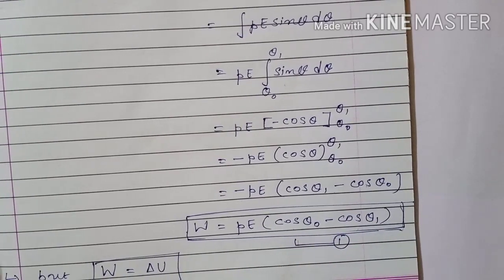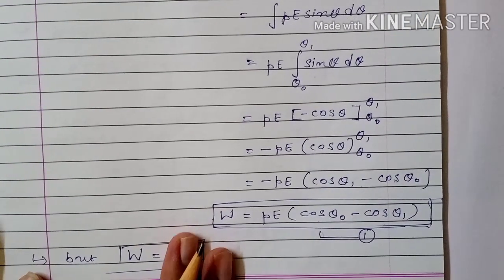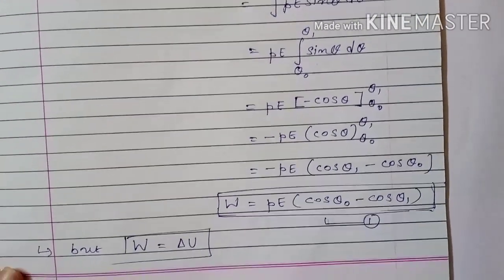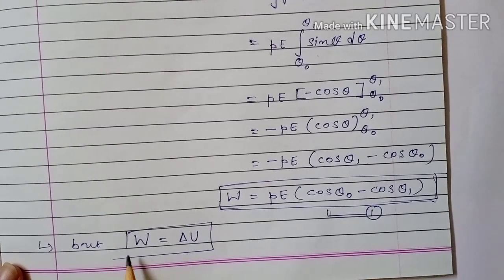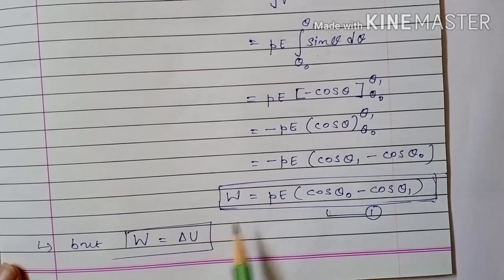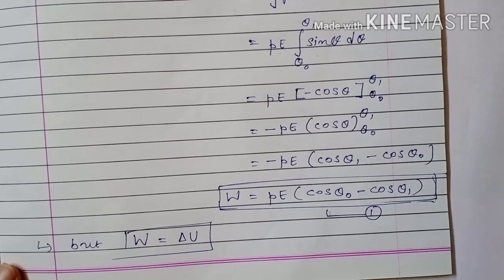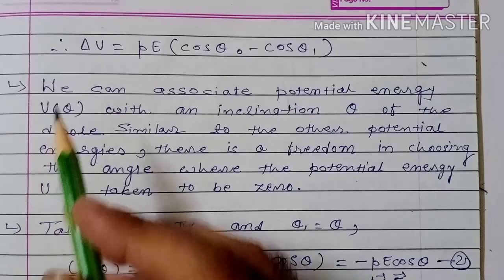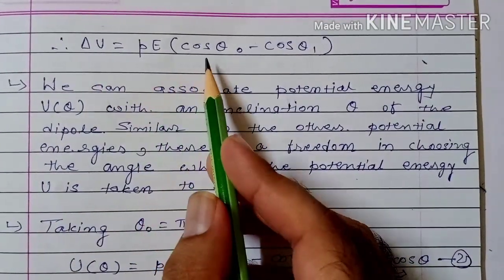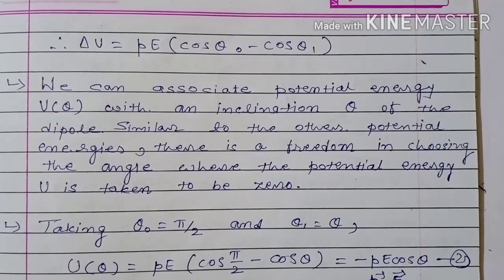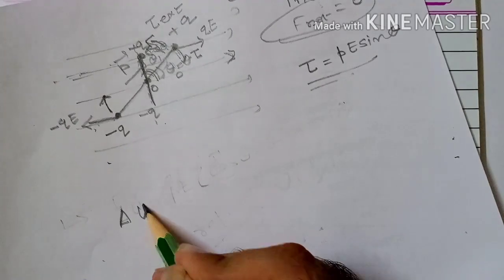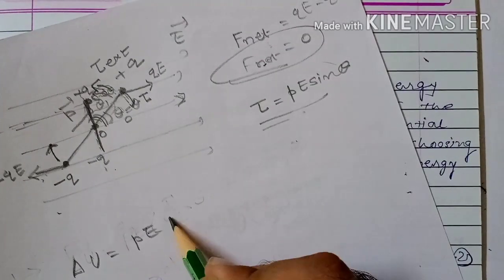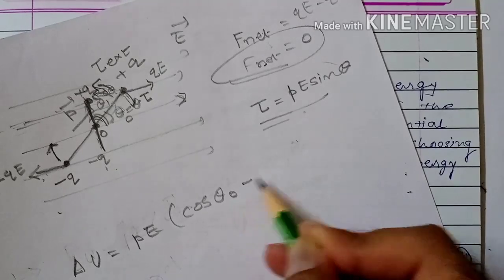Equation number 1. Whatever work is done is stored in the form of potential energy. But we know that potential energy is not defined; change in potential energy is defined. Therefore work done is equal to change in potential energy. So this work done is nothing but the change in potential energy, delta U. Therefore the change in potential energy delta U is equal to Pe (cos theta naught minus cos theta 1). So here we can write the formula of change in potential energy: delta U is equal to Pe (cos theta naught minus cos theta 1).